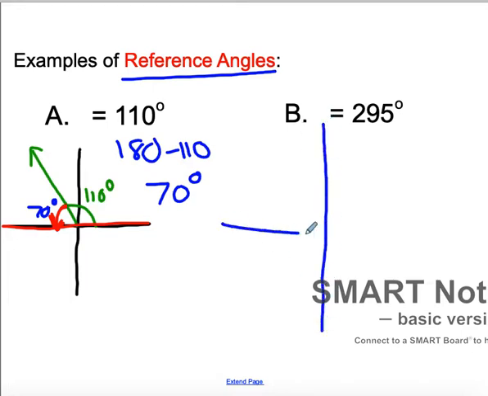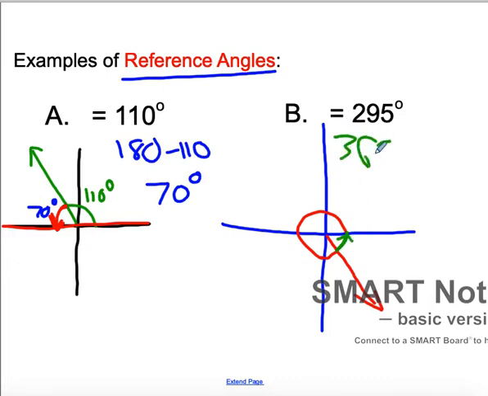Alright, let's do 295 then. So you go over 90, 180, 270, and then you go over 25 more. Okay, and so there's our 295 degree angle. We have to find a reference angle. The closest way to the x-axis would be this one right here, so I just marked it. Then we've got to find it.